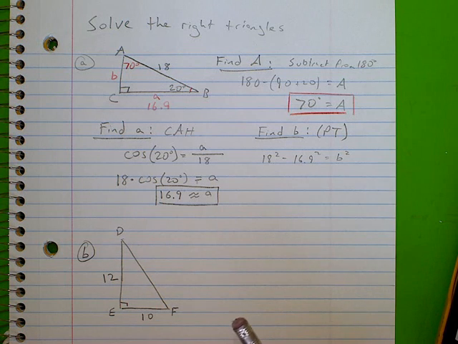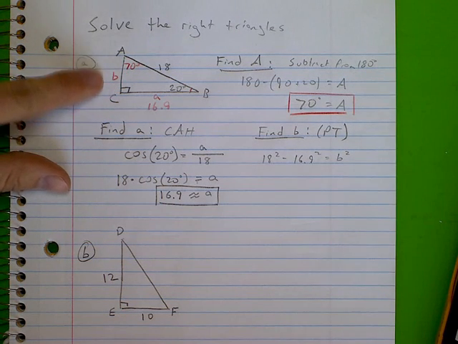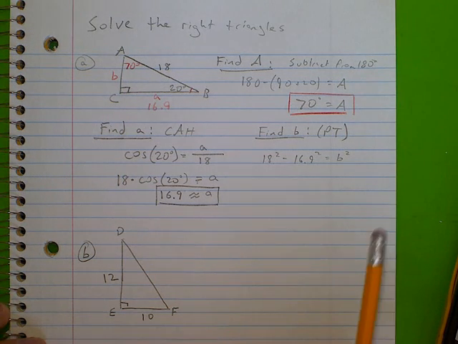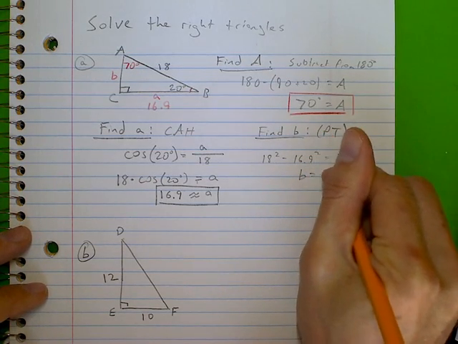Don't forget to take the square root at the end. Otherwise, you'll have a side length of 38. And that can't be right. That's longer than the hypotenuse. Did anybody else get 6.2?